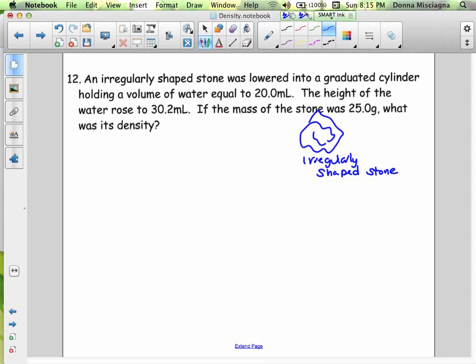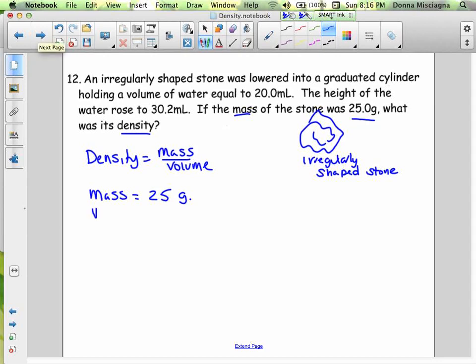All right, so let's find all the parts we need. As a reminder, density is the mass divided by the volume. We're looking for density, so that we don't know yet. The mass of the stone is 25 grams. Doesn't matter if you put the 0.0 in. And then we need the volume.